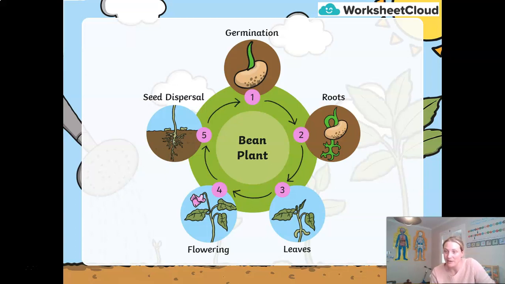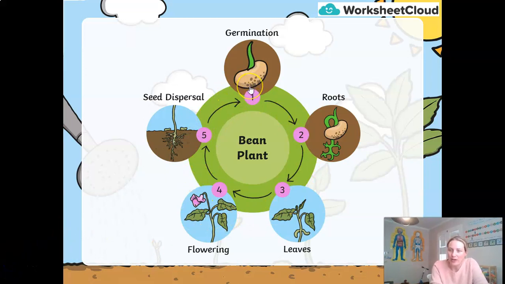And now we're going to add to it as we learn about the life cycle of a plant. Now, on your screens in front of you, I have both our vocabulary for today and our learning objective. We are going to learn the 5 stages of a life cycle of a plant, and here are the words you need to note. Germination, roots, leaves, flowering, and seed dispersal. They all make up the 5 stages of a plant's life cycle.